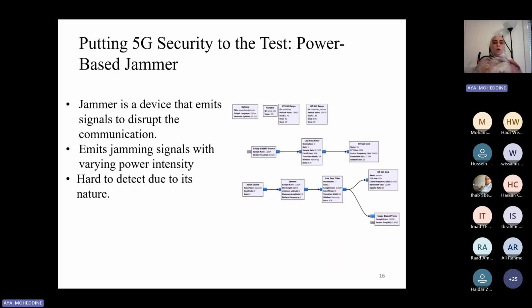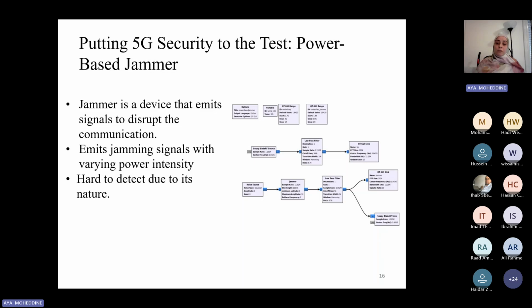So our developed jammer is a power-based jammer, where the jammer generates jamming signals with varying power based on some parameters that can be given in real time. This jammer has a direct impact on the 5G network if its generated power is very high, higher than the 5G signal power, so it's able to cause a permanent disruption and a permanent disconnection of the user equipment from the network.